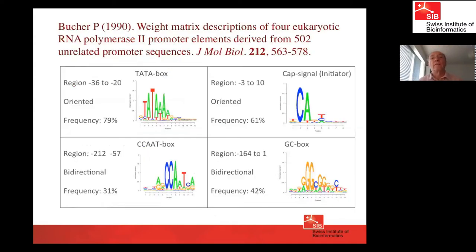So actually, this was the main use of EPD. This is also maybe what made it popular, and which also called attention to my work. So in 1990, we published matrix descriptions of four major vertebrate RNA Pol2 promoter elements, which we derived at that time from 502 unrelated promoter sequences. And you see the sequence logos of these motifs below.